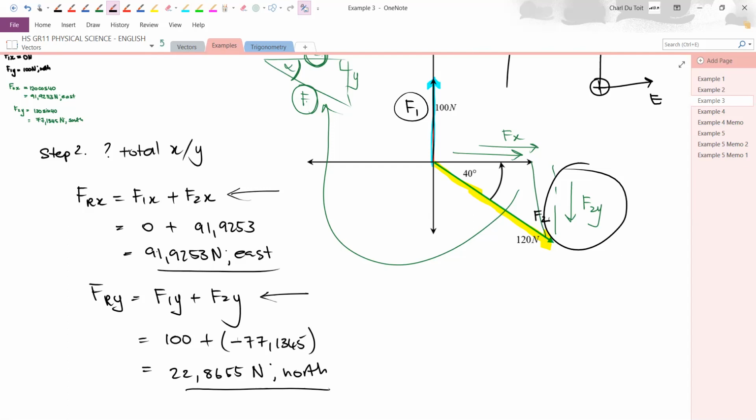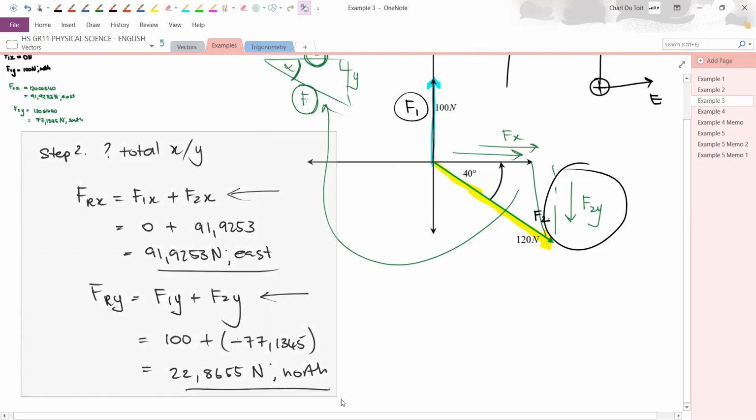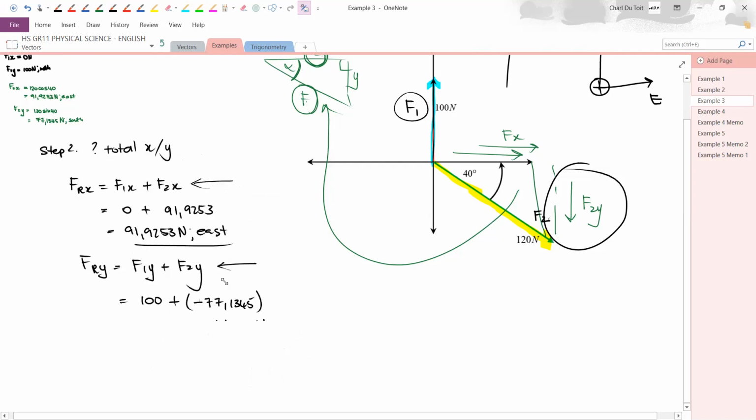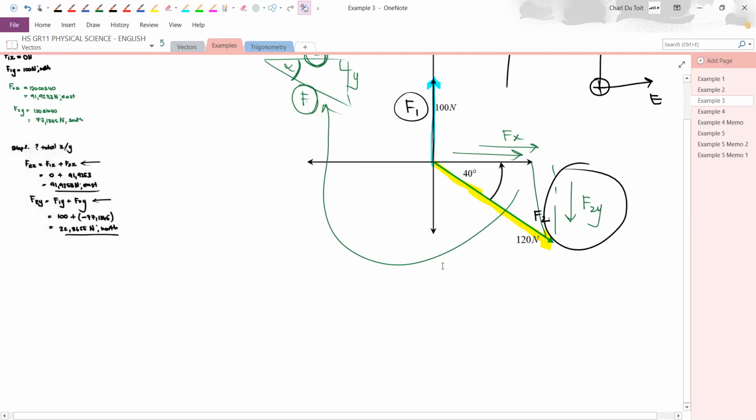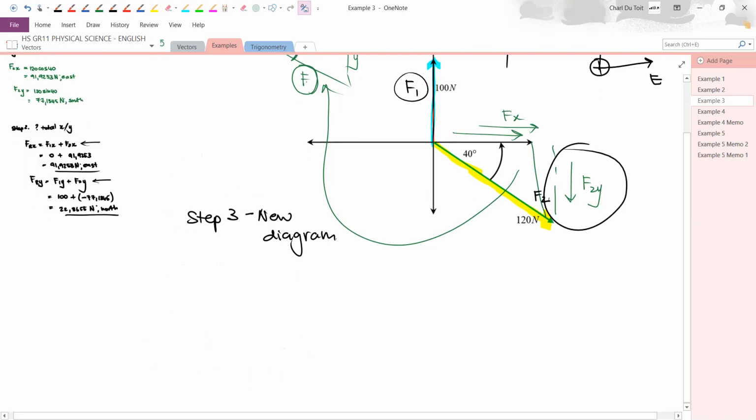Cool. Now, the next step is slightly difficult because it's something you have to memorize to do. Otherwise, you won't just do that off by heart. And that is to make a new drawing. So step 3 is a new diagram. And that's just to help calculate step 2, total X and Y. Yes. Step 3. New diagram. In other words, I'm just going to make a new diagram.